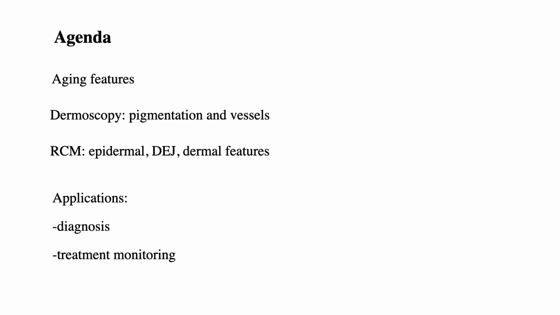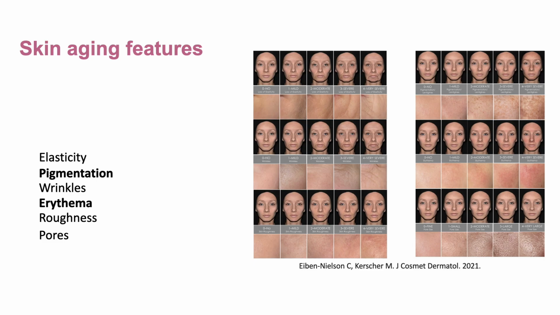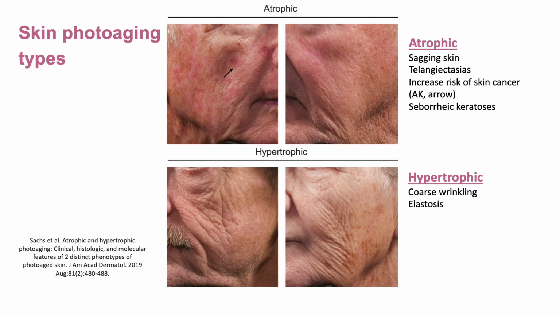Then we will move to applications in terms of diagnosis and treatment monitoring. These are some of the skin aging features we can observe in the skin, and this includes pigmentation and erythema that can be very well visualized with dermoscopy too. But skin aging does not include just the intrinsic aging, the one occurring with passing years, but also the skin photoaging. And as dermatologists, we should be aware of the different types of skin photoaging that we can observe.